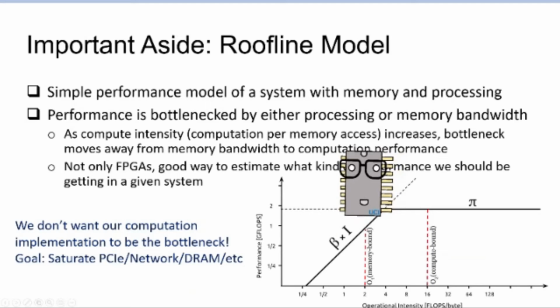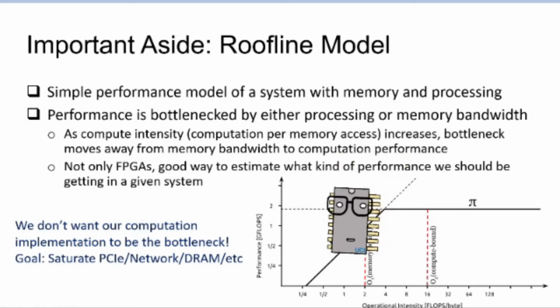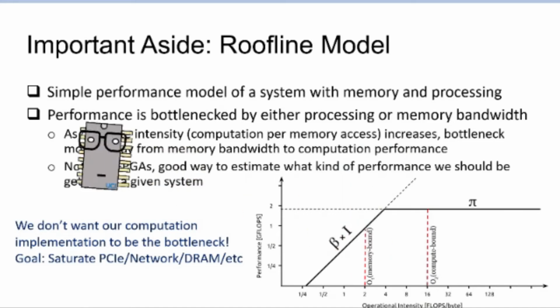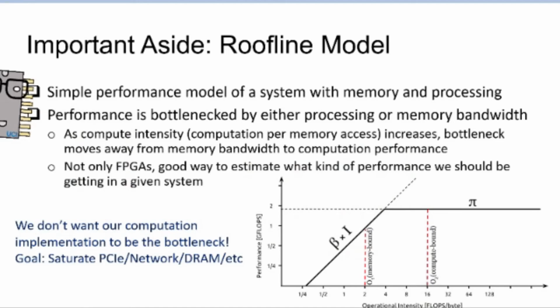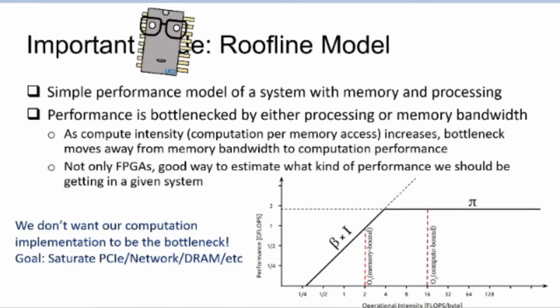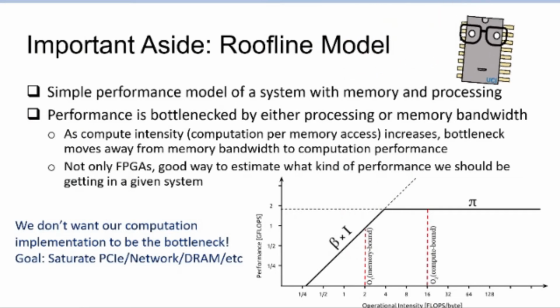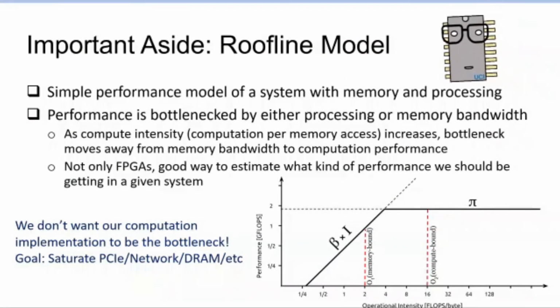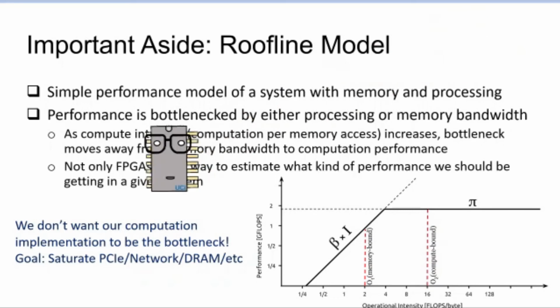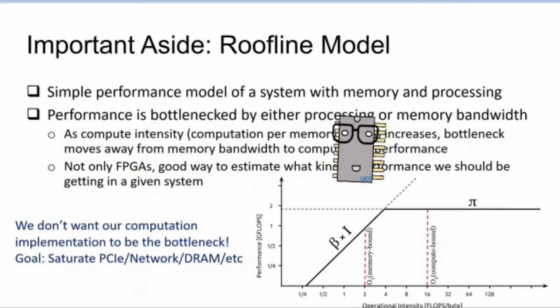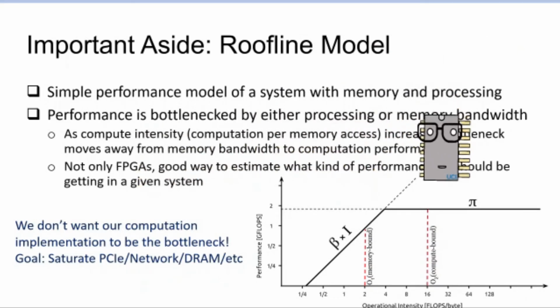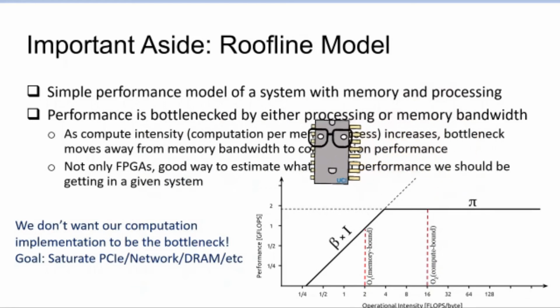And this is where the importance of the roofline model comes in. Some of you may be familiar with this already, but the roofline model is a performance model. It's a very, very simple performance model, modeling the attainable performance of a simple system with memory and processing. And we intuitively know this already by dealing with things like matrix multiplication. Most of the time, performance is either bottlenecked by processing or it's bottlenecked by accessing memory. It's typically one of two things.